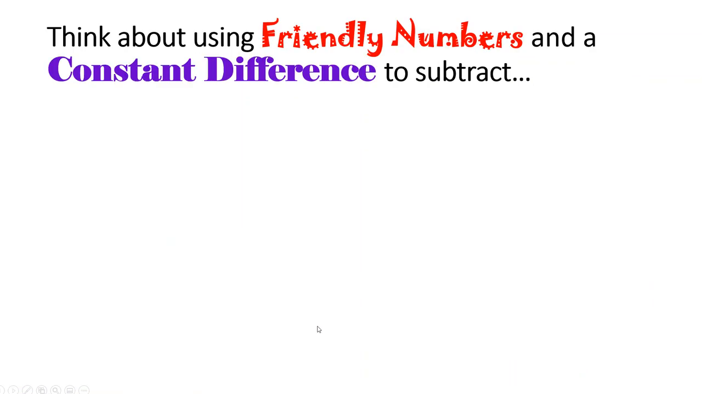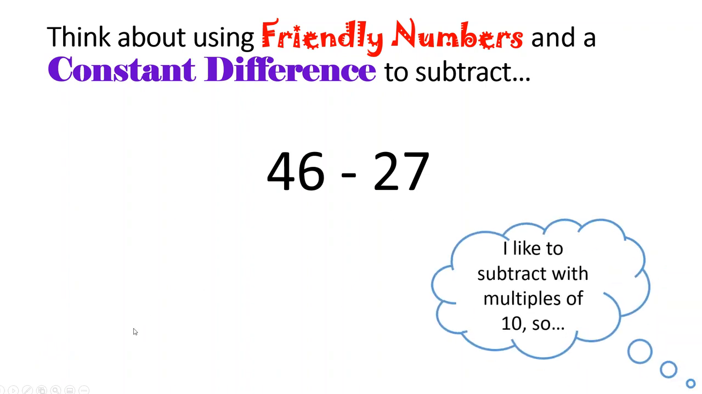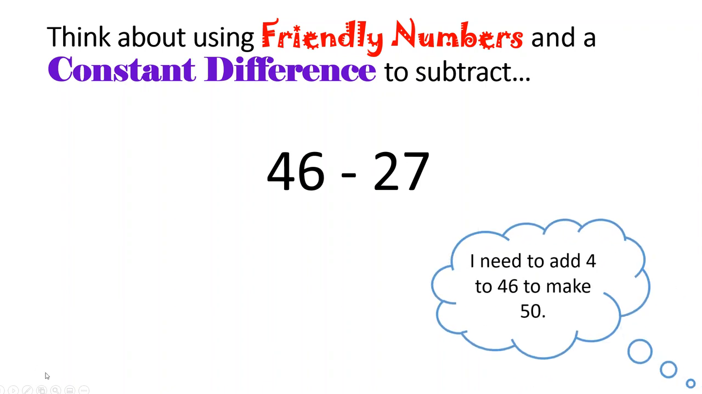So let's think about how we could use this with bigger numbers. What would you do? Did you add or did you subtract? And what did you do to the other number? I like to subtract multiples of 10 because it's easier in my head because then I could always make 10s. So I added 4 to the 46.